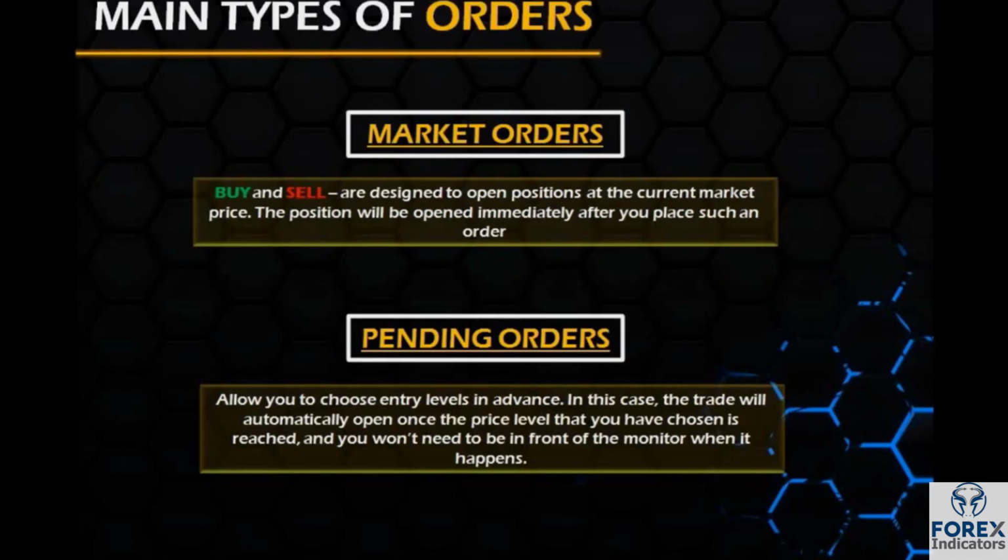So now we look at the main types of orders. This is a bit of repetition, but this is based on the buy and sell, a long position or a short position. So we have market orders, that is the buy and sell. These are designed to open positions at the current market price. The position will be opened immediately after you place such an order.